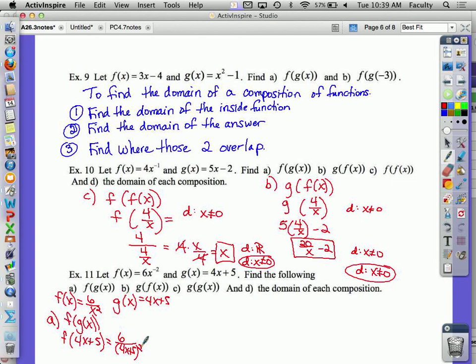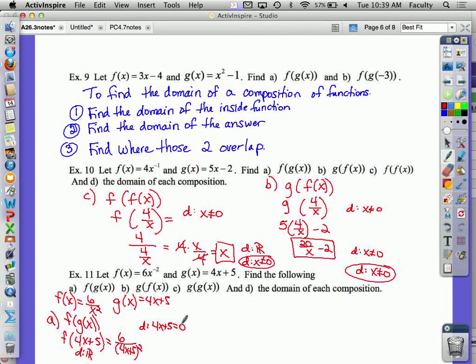So that's the answer. Now let's talk domain. The inside function is 4x plus 5. What's the domain of that? All real numbers, because it's a line. That's how I know that. The domain of my answer is a fraction, and I cannot have the denominator equal to 0, so let's set it equal to 0. Do you guys understand back up here?